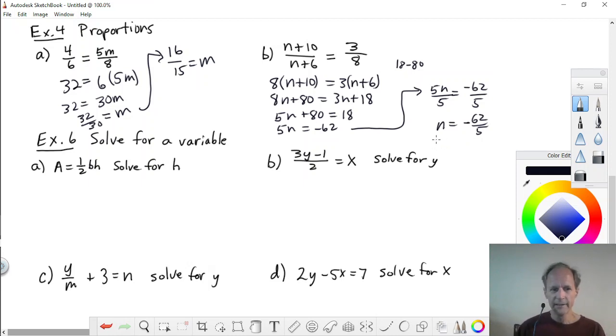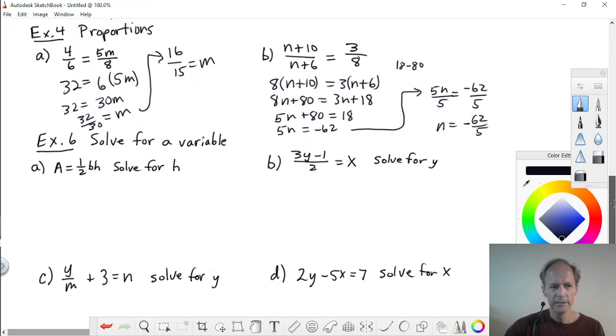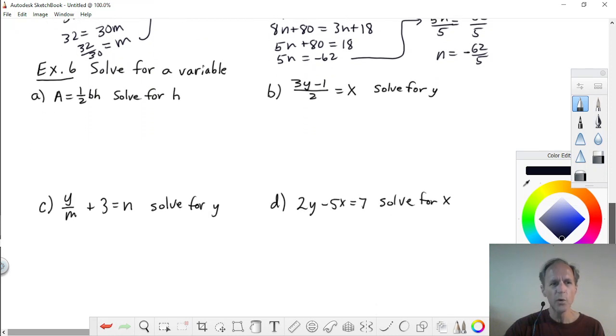But there's no common factors to reduce. Okay, now we get to everybody's favorite problems when solving equations, and that's solving for a variable. People don't like these. I'm not sure why. I think they're kind of fun.